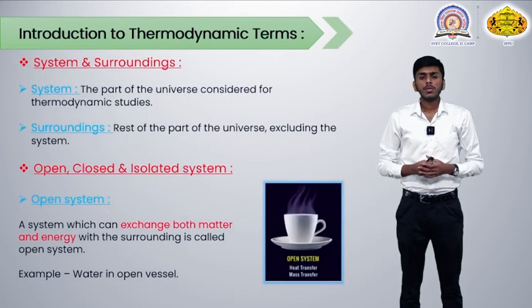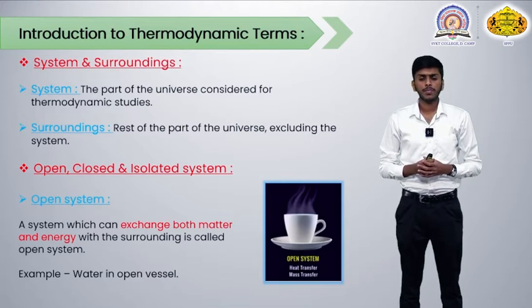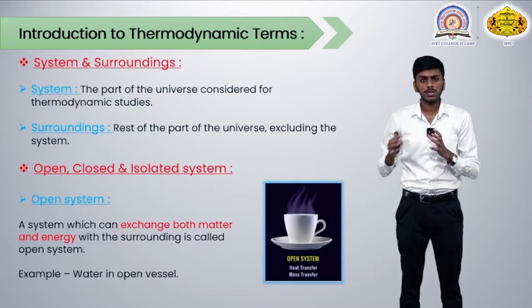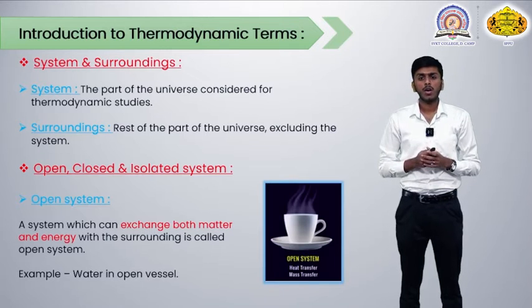Now we are going to learn about some important terms in thermodynamics. The first is system and surroundings. System: the part of the universe considered for thermodynamic study is known as the system. For example, if it is a piston with a container filled with gas that we are going to study, then it is the system, and the surroundings are the rest of the universe excluding the system.